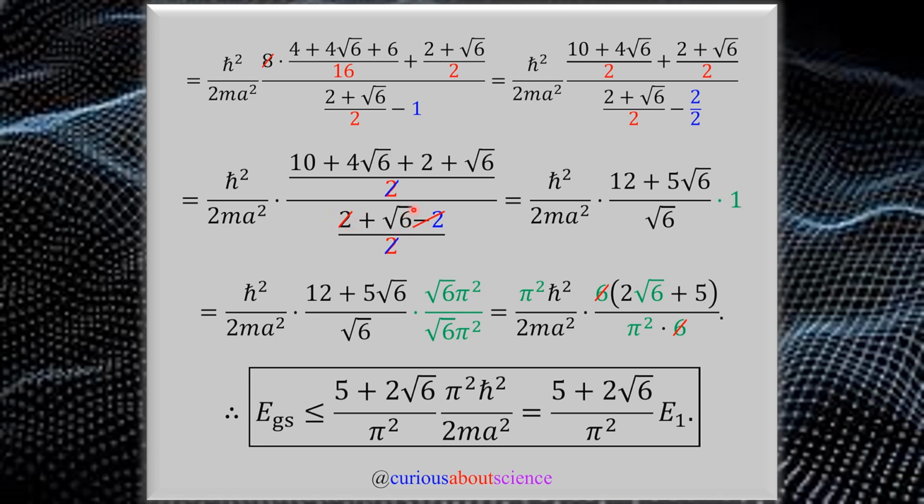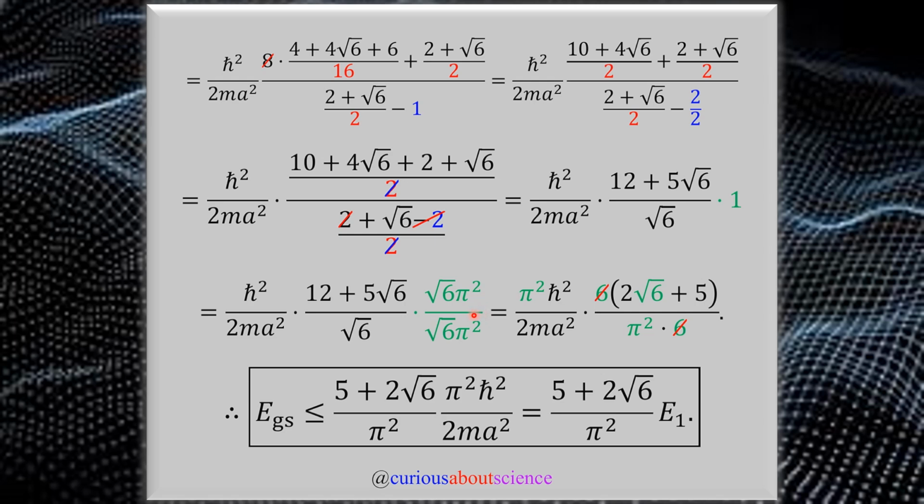However, as math classes have taught us, we don't want that square root of 6 down there. We want a rationalized denominator. And so multiplying by 1 can help us get there. But here we also have to put in that pi squared factor like we did in part A in order to compare it to the ground state.